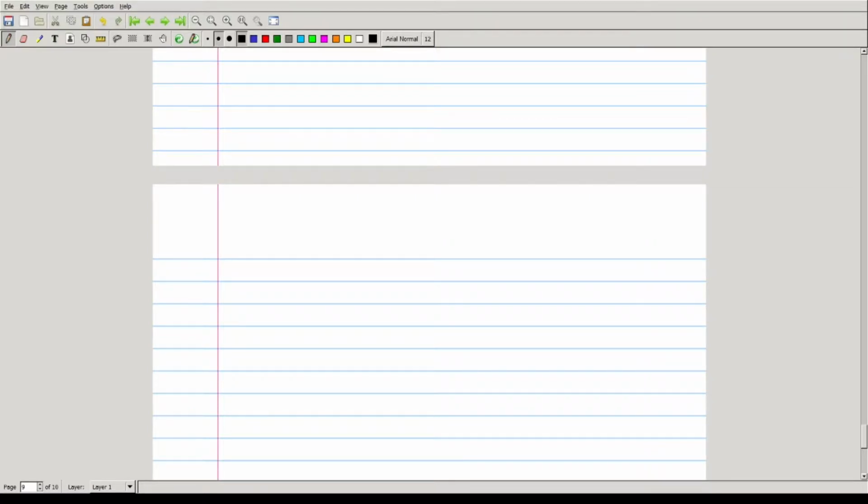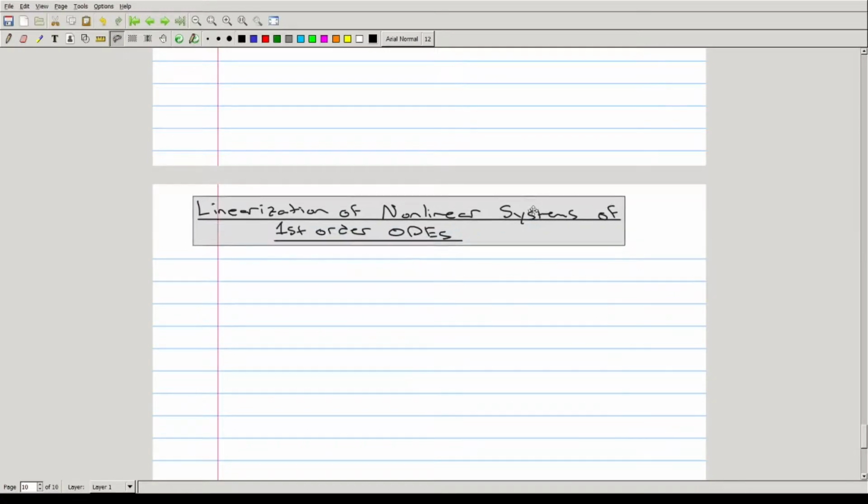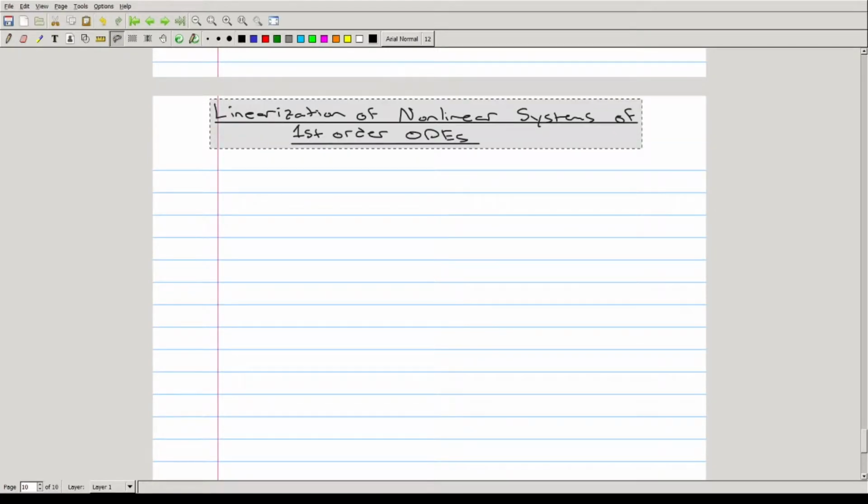So this brings me to the last part of the lecture today, which is the concept of linearization of nonlinear systems of first order ODEs. This is a very useful concept that can allow us to use linear stability theory, the stability theory that we just developed for linear constant coefficient systems, on nonlinear systems.